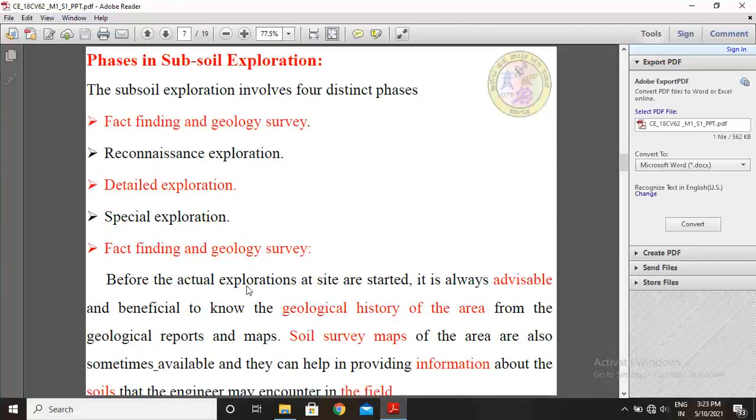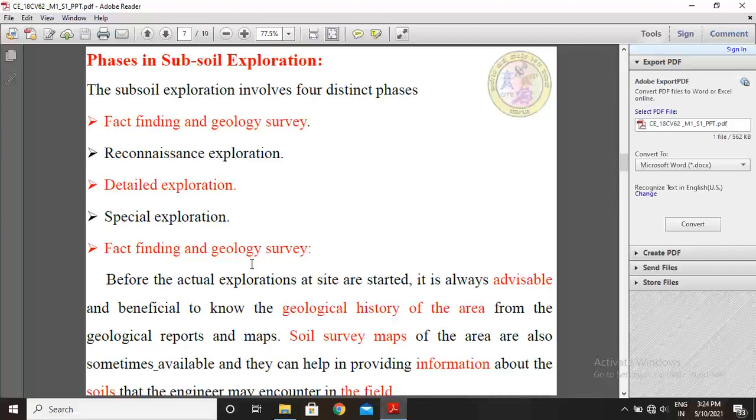What are the phases of subsoil exploration? There are so many phases. The subsoil exploration involves four distinct phases. First one is fact finding and geological survey. Second phase, reconnaissance exploration. Third, detailed explorations. Next, special explorations. So these are the phases of subsoil exploration in the field.